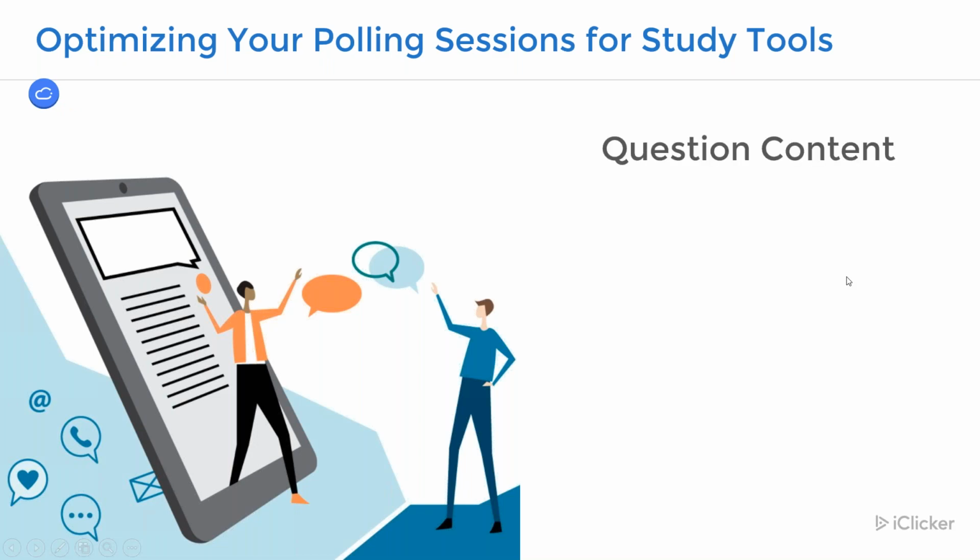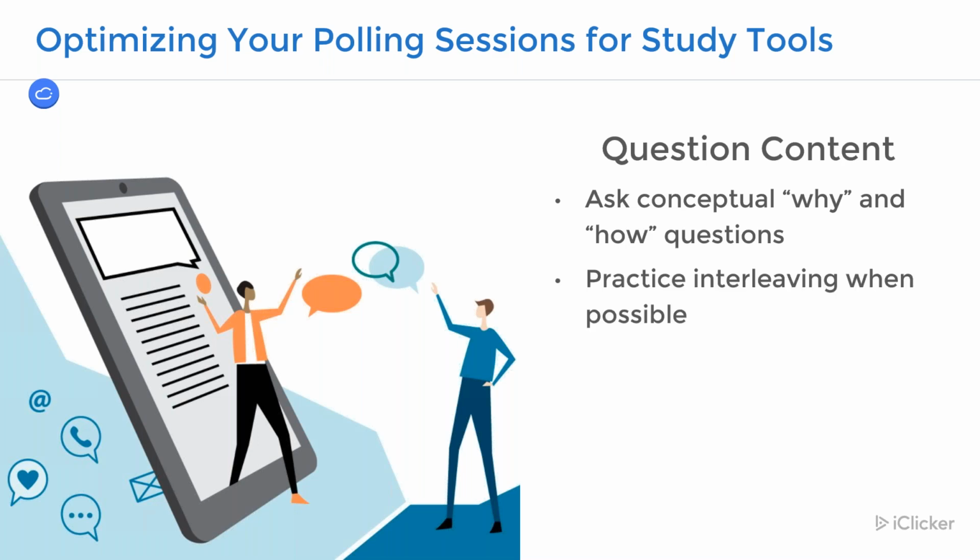So you also want to be thinking about question content. When you're asking polling questions, really think about asking conceptual why and how questions, not just questions that have one narrow correct answer. When students study those as flashcards, they're actually very helpful to them. We might be thinking, oh, if it's a flashcard, it really has to be that narrow. There's only one right correct answer. But that just isn't how the research bears out.